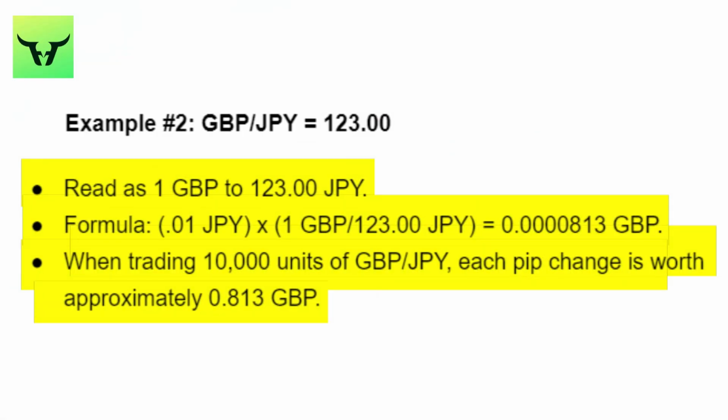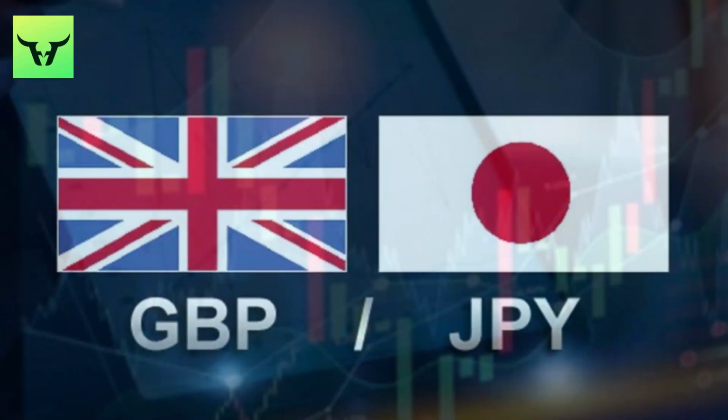GBP-JPY at 123.0, read as 1 GBP to 123.0 JPY. Formula: 0.01 JPY x 1 GBP / 123.0 JPY, which is 0.0000813 GBP. When trading 10,000 units of GBP-JPY, each pip change is worth approximately 0.813 GBP.